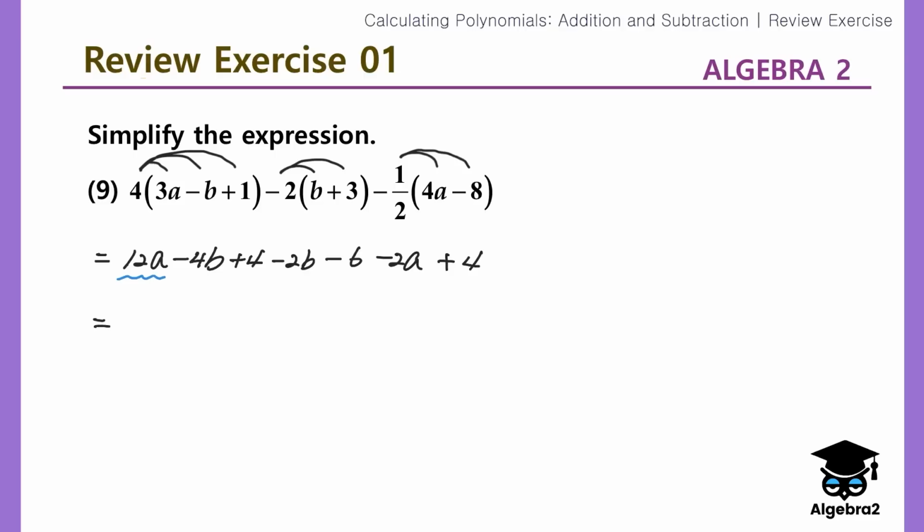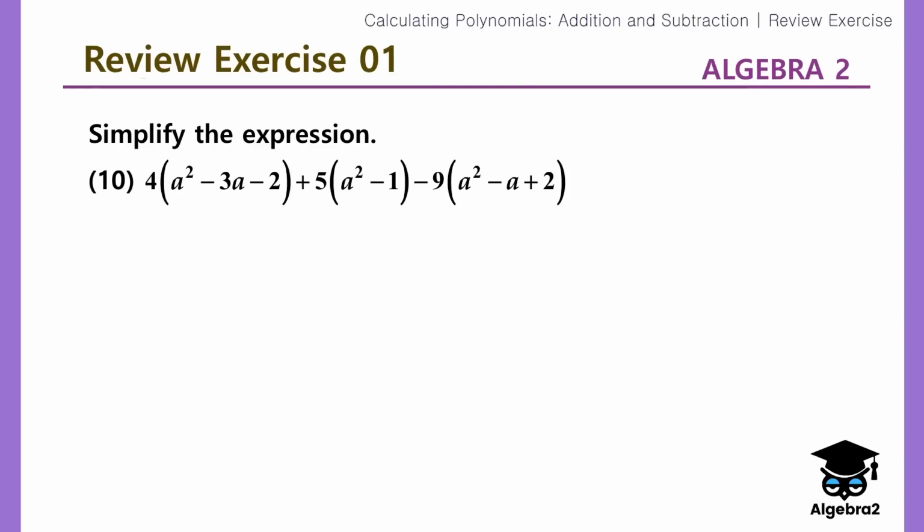12a minus 2a. 12 minus 2, that's 10a. When we have negative 4b, minus 2b. Minus 4 minus 2, that's minus 6b. And constant, 4 minus 6. 4 minus 6, that's negative 2, minus 2, right? So minus 2 plus 4, that's plus 2.